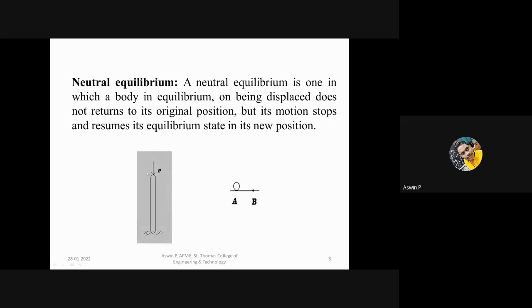We can show a figure. When applying the load, the body displaces, and even after removal of the load, the body stays in the same position. This is an example of neutral equilibrium. Here A is the ball and B is the surface, which is a horizontal surface. When we move the ball to this point, the body stays in a new equilibrium position. It will not come back to the original position. This is neutral equilibrium. So write the heading: neutral equilibrium.